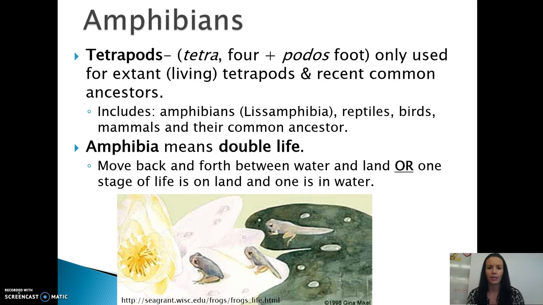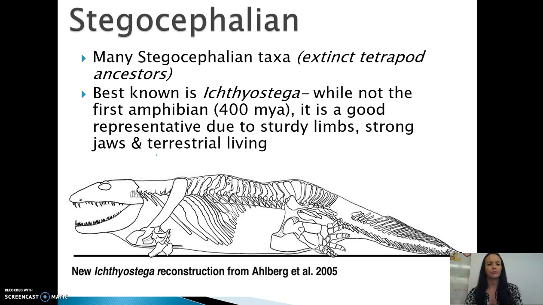First is tetrapods. So tetra meaning four, podos meaning foot. This is only used to describe living tetrapods and recent common ancestors. So this term is good for amphibians, reptiles, birds, mammals, and their common ancestor. The other term we're going to talk about is amphibia. This just means double life, and if you know anything about amphibians, you know that they either move back and forth between land and water, or they spend one stage of their life on land and one stage on water.